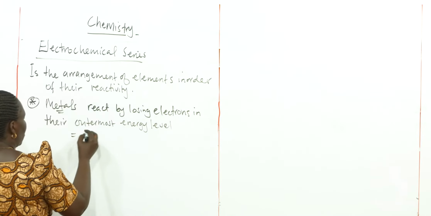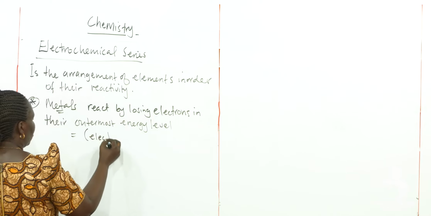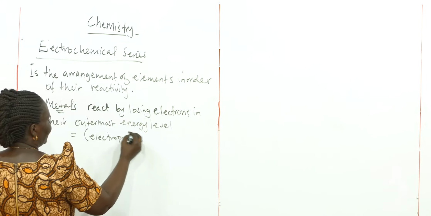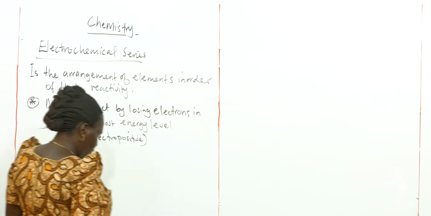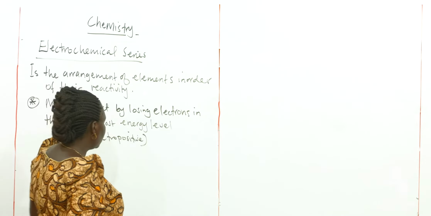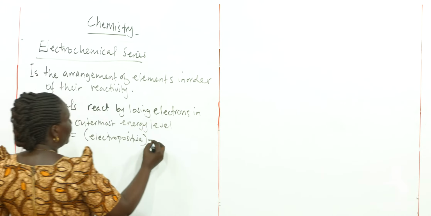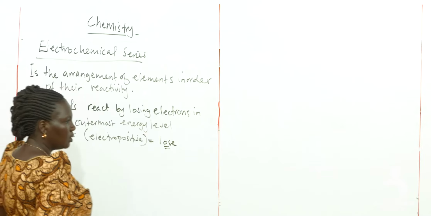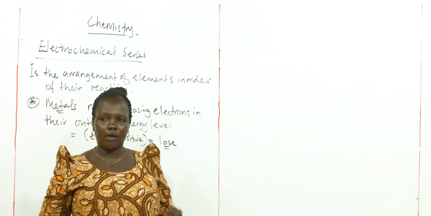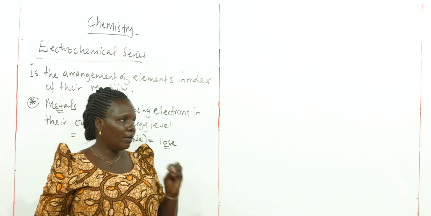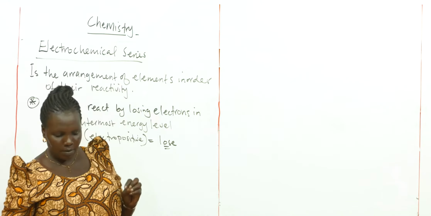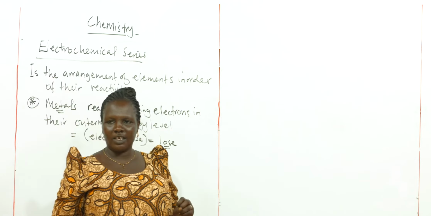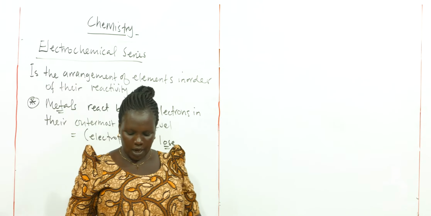Therefore, they are called electropositive. Metals are electropositive. They become electropositive when they lose electrons in their outermost energy level.